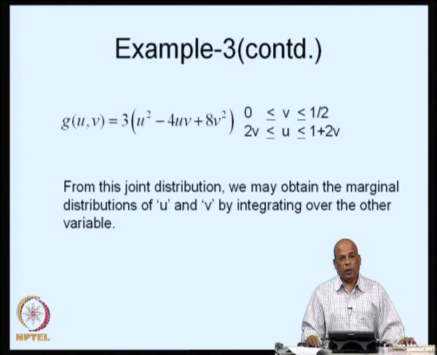Now, once we obtain the joint distribution, we can obtain the marginal distributions of u and v by integrating over the other variable, as we did in the previous class.